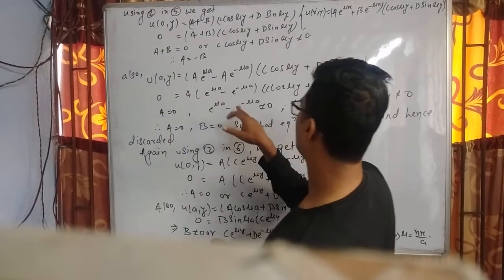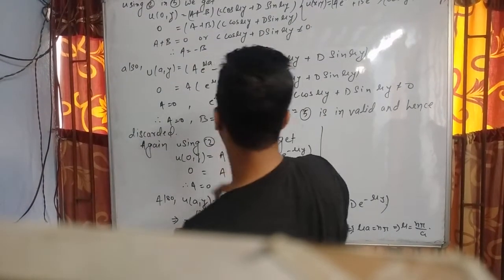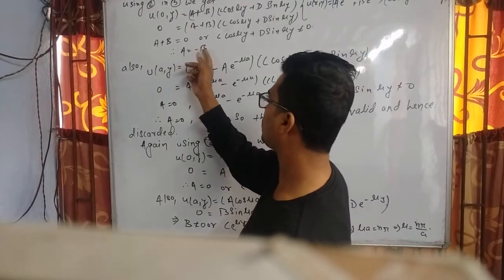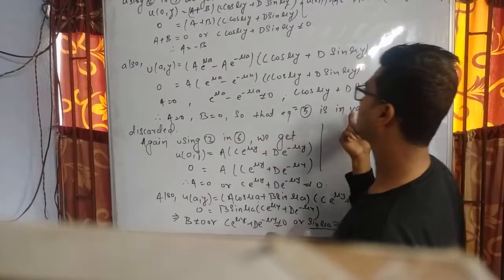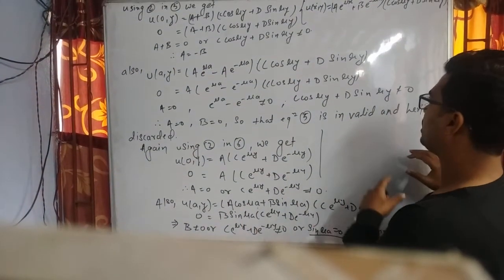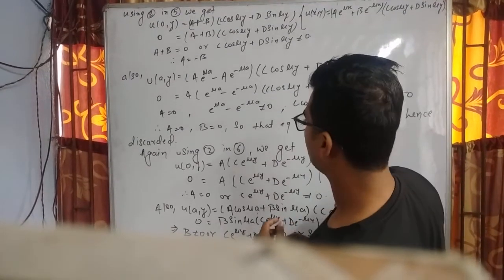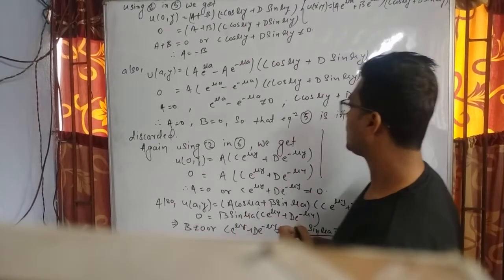Either a is equal to 0 or this, but these two can't be 0 because these two are constant and one is containing y. So a is equal to 0, and since a is equal to 0, b automatically becomes 0. So the equation 5 again is discarded because the whole solution becomes 0. So we'll discard again solution number 2, and we'll come to the third solution, which was our equation number 6, and we'll put the boundary conditions in the third solution.